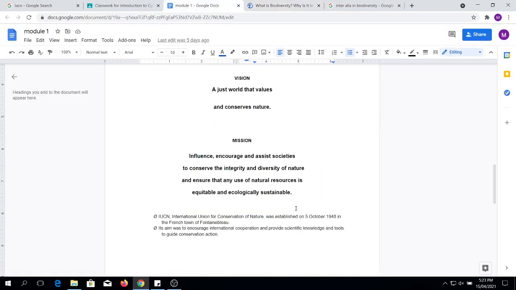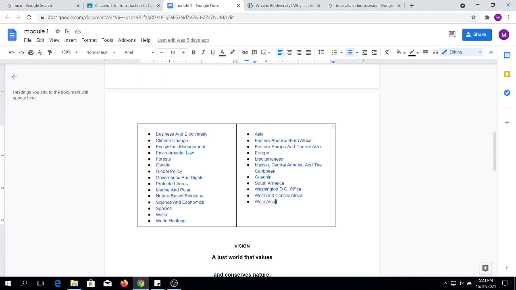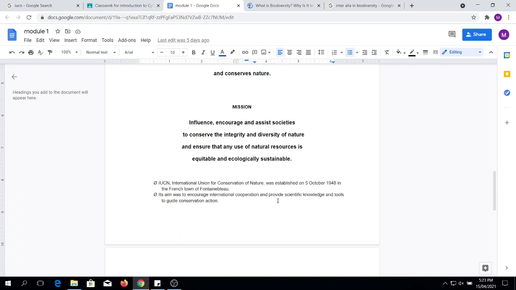Now let's talk about the vision. So a just world that values and conserves nature. So that is the vision of this international organization, which is the IUCN. In terms of the mission, influence, encourage, and assist societies to conserve the integrity and diversity of nature and ensure that any use of natural resources is equitable and ecologically sustainable.